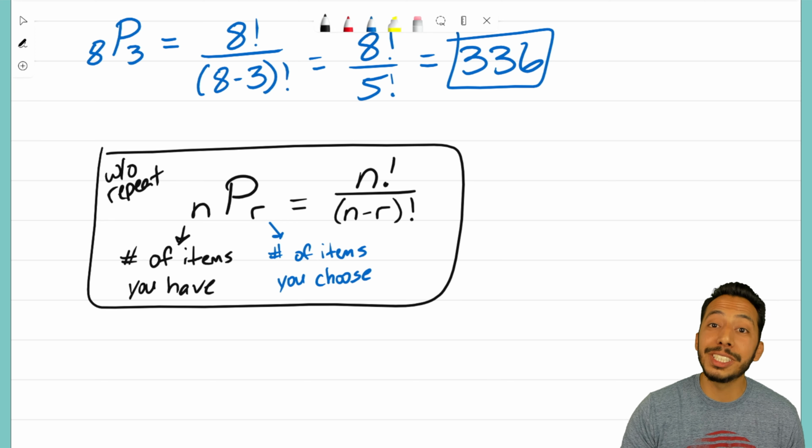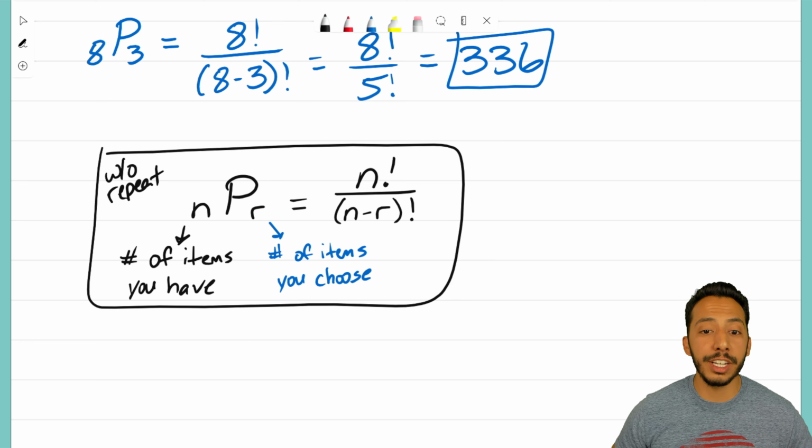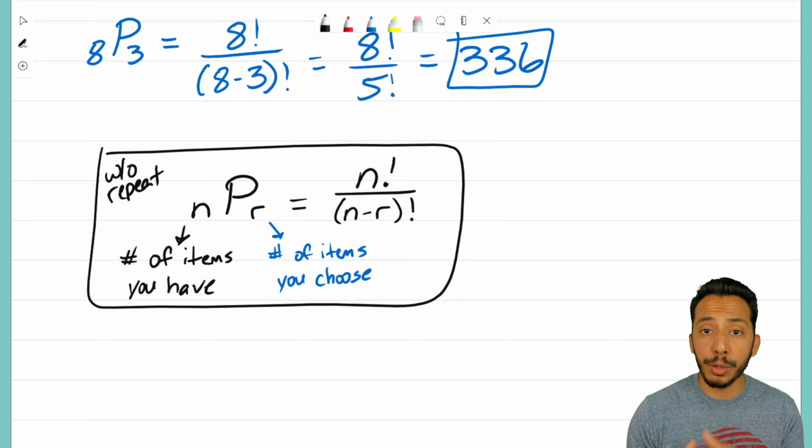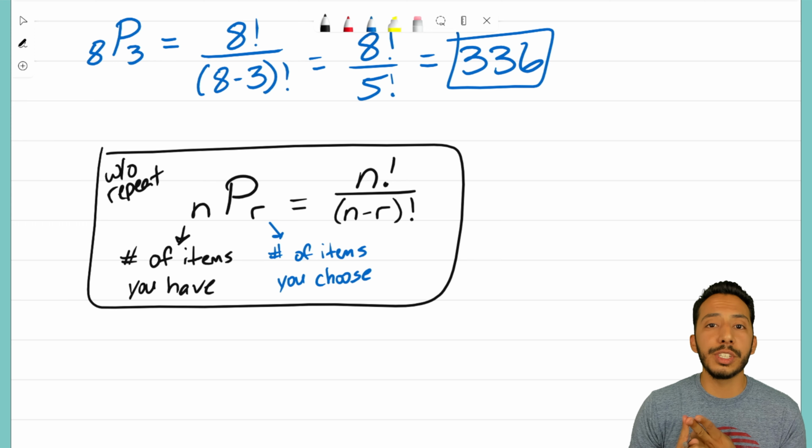As you can imagine, there's going to be a different formula for when we do allow repeating. But this right here is going to help you out when you identify that your problem has ordering, where the order matters. Every problem we had here, the order mattered, plus there was no repetition.